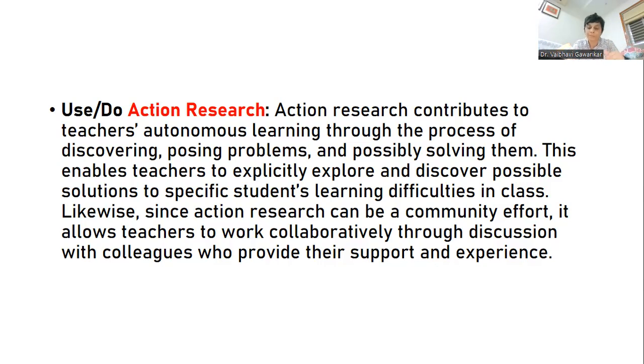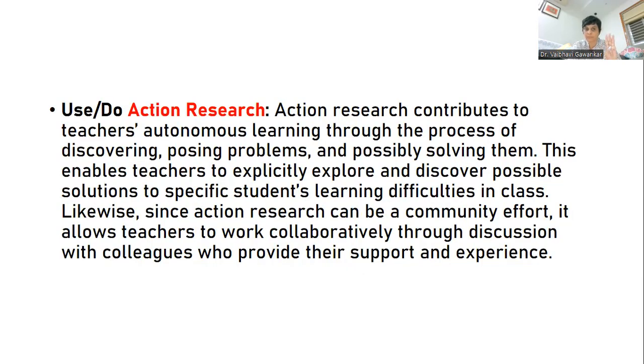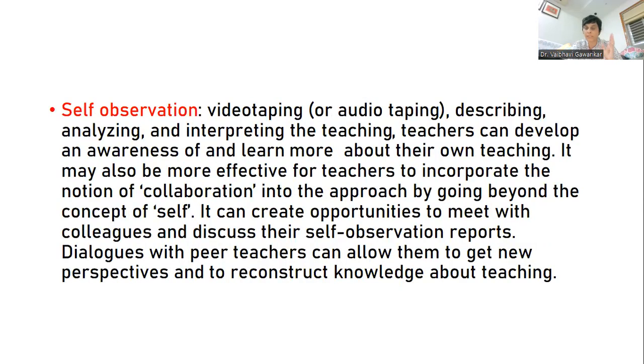And that is the third point of ways to develop autonomy. The first point we talked about was map your goals. Second point, use your critical thinking skills. Third, make sure you use action research to develop. Fourth is self-observation. It is important to observe yourself. It is important to self-assess. It is important you become aware of how you teach, and it can be done through various aspects, right?